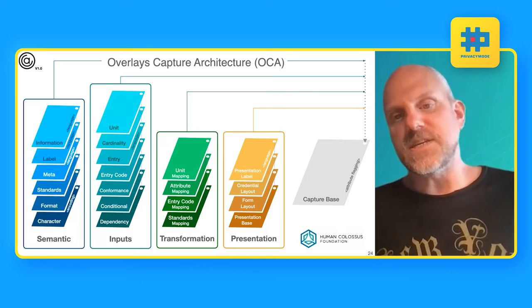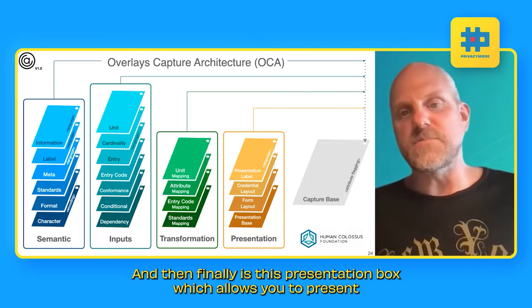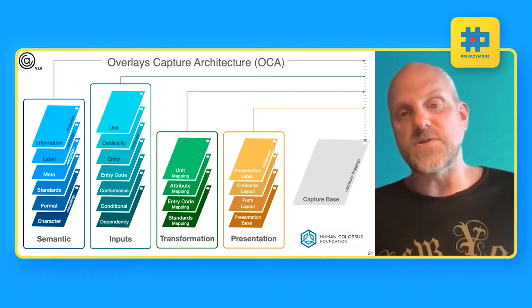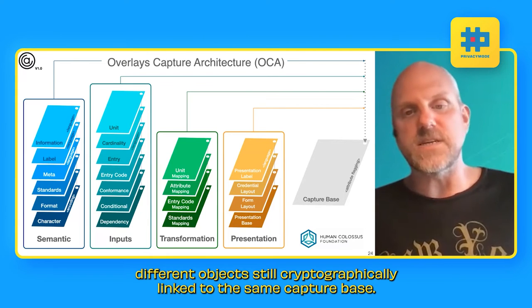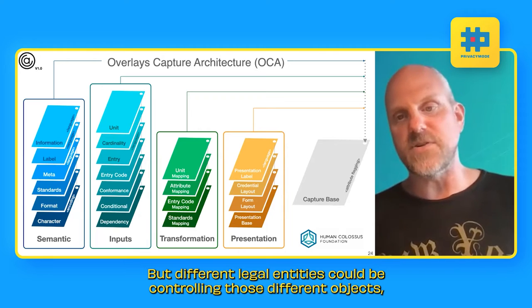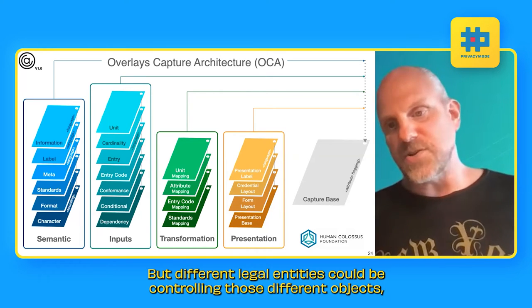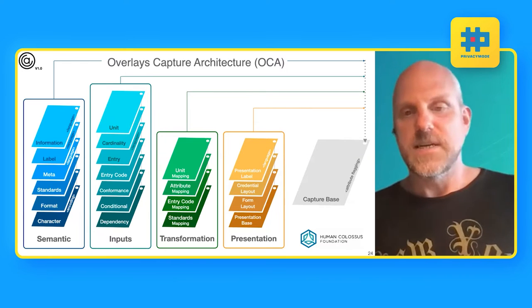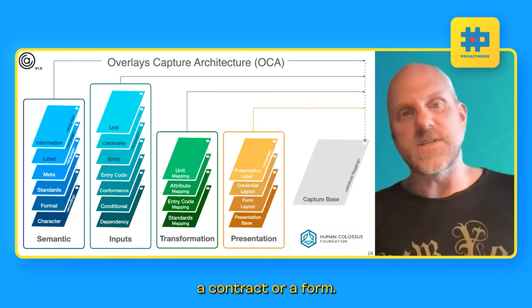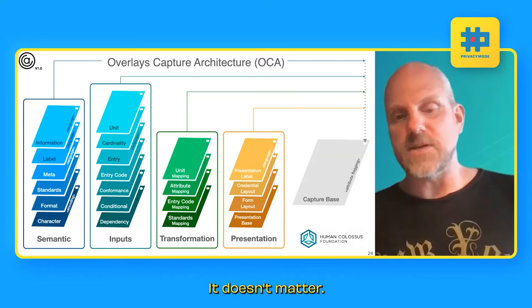And then finally is this presentation box, which allows you to present different objects, still cryptographically linked to the same capture base, but different legal entities could be controlling those different objects, whether it's a credential or a receipt or a contract or a form. It doesn't matter. Different people can be controlling those.